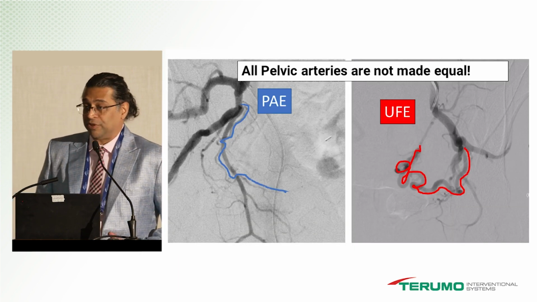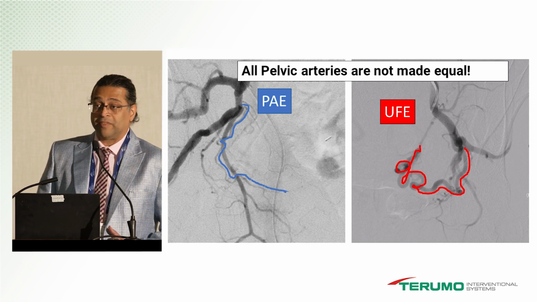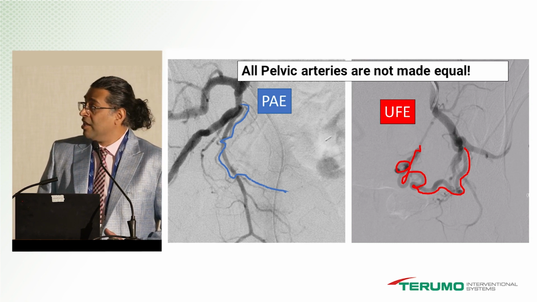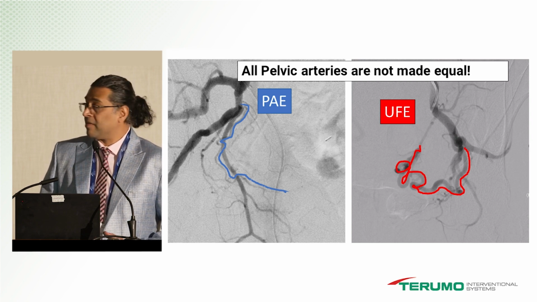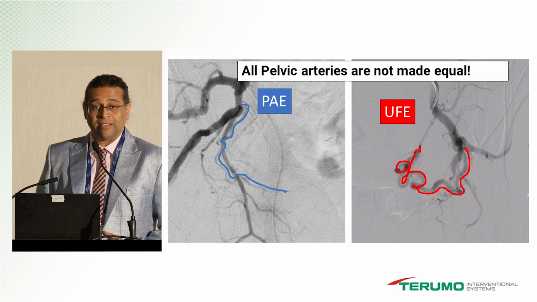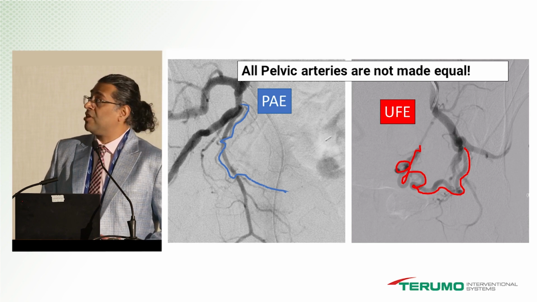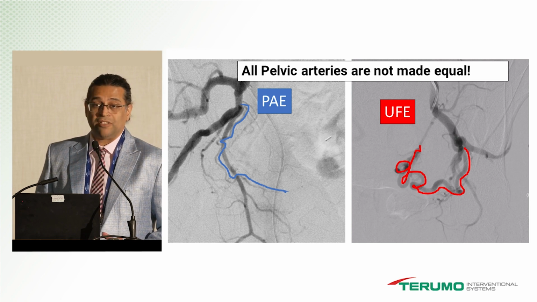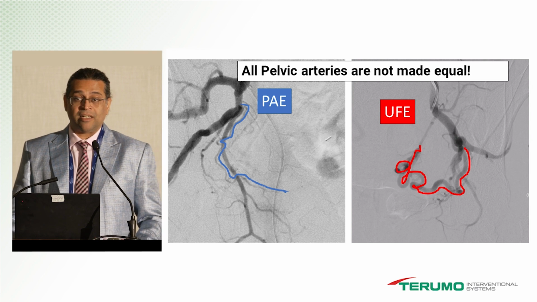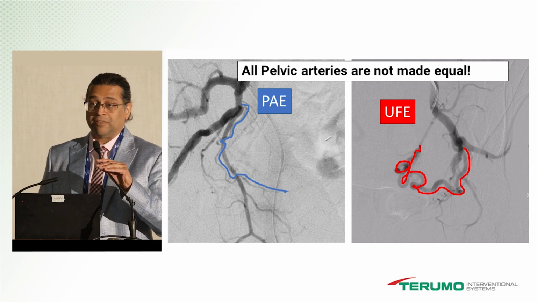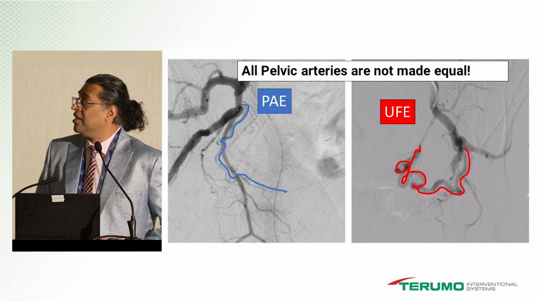For all the IR guys in the audience, you know that these are the two pelvic arteries, but two different anatomies, right? This is a uterine artery, tortuous, corkscrew, and the other side is a very small artery. So they're two different procedures. All pelvic arteries are not made equal. One is a PAE, one is a UFI. Although we consider them similarly placed anatomical organs, it's a completely different embolization process, and how we get there is different too.